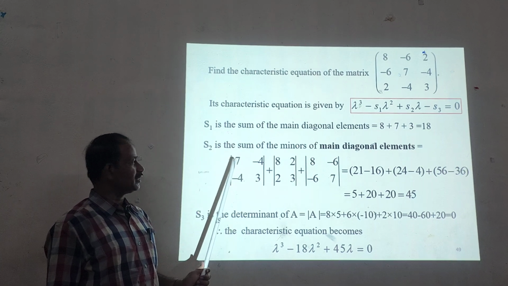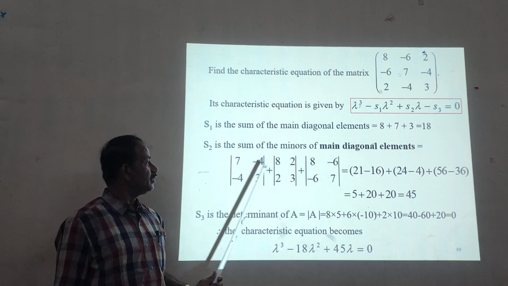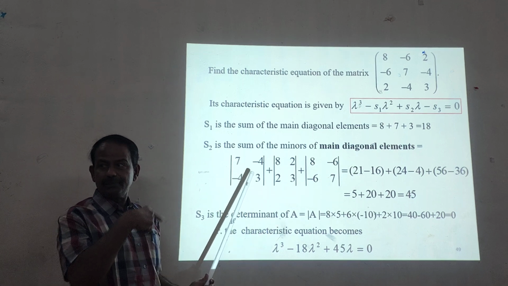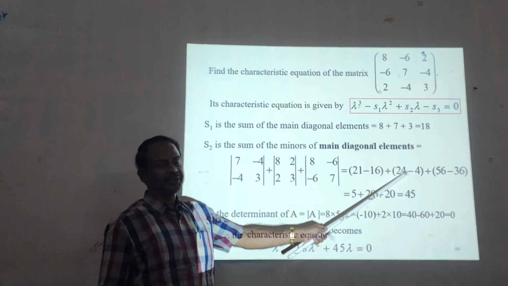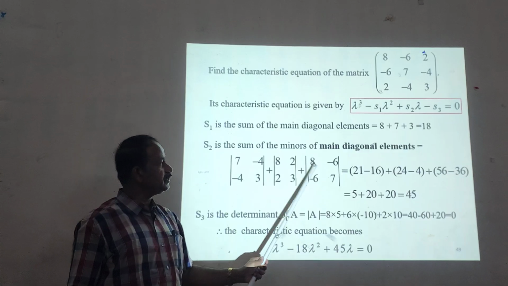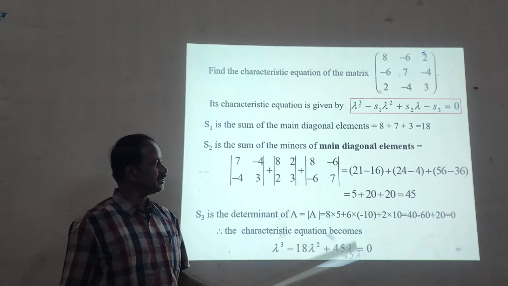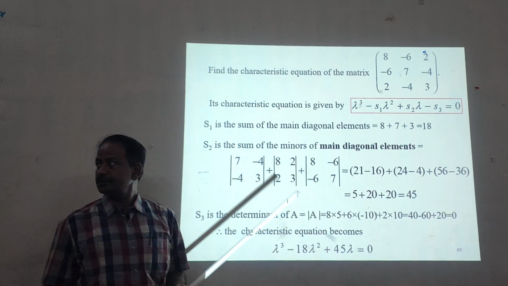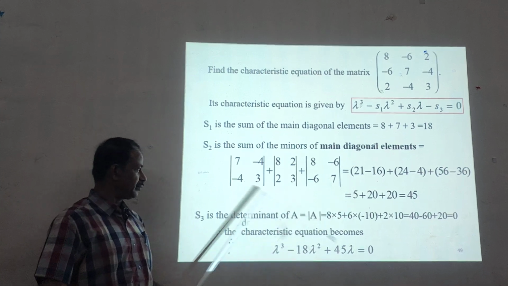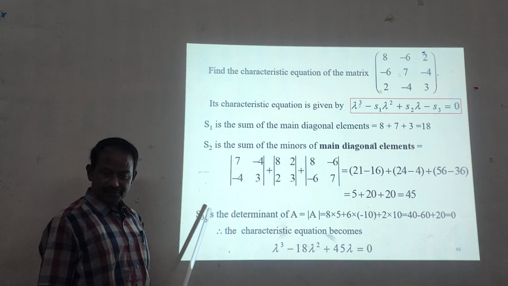Now it's easier to calculate now. 7 3s are 21 minus, so already one minus, so minus minus plus, so you have minus 16, and the next answer will be 24 minus 4, and next one will be 56 minus 36, that will give you 5 plus 20 plus 20, that will give you 45. Okay. Now what is the next one?